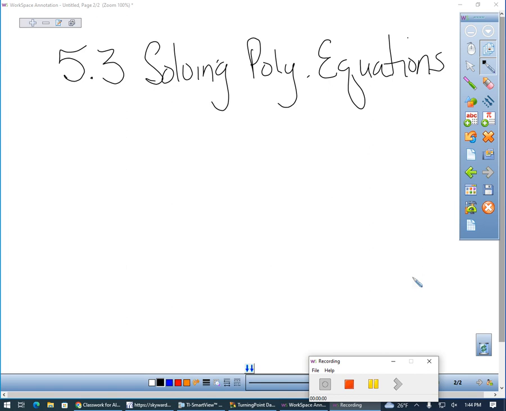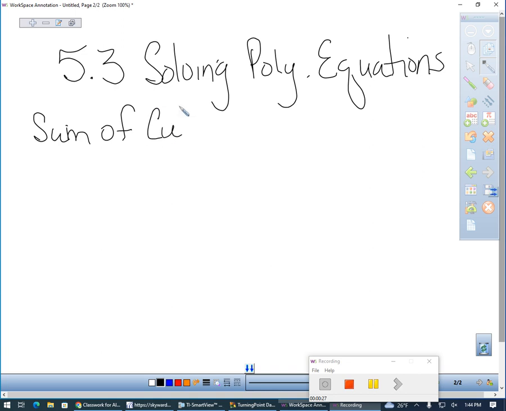So first, I want to talk about the sum of cubes. When I say the sum of cubes, that means that I have a perfect cube added to another perfect cube.